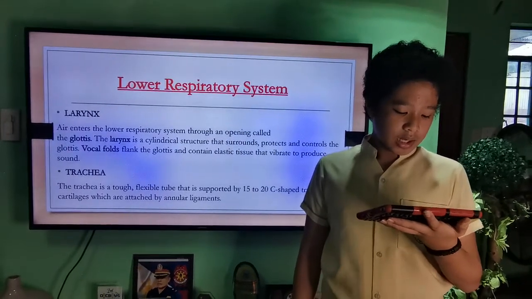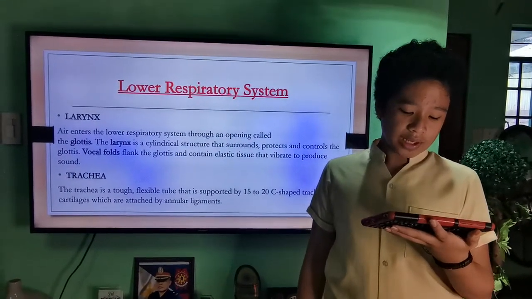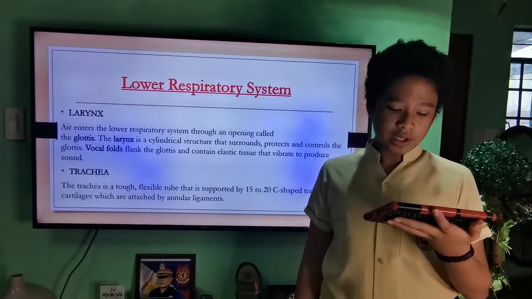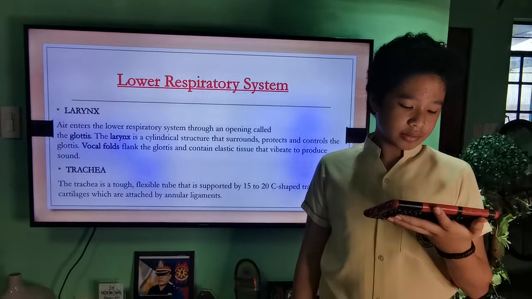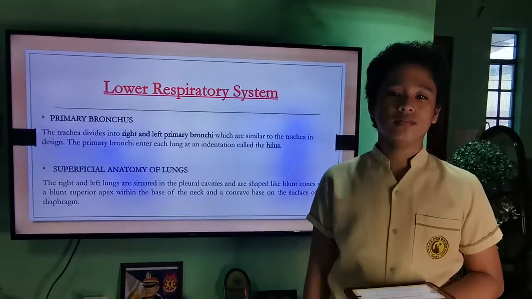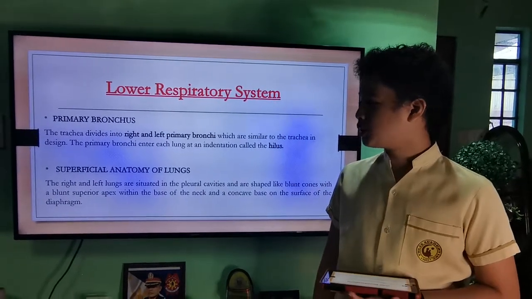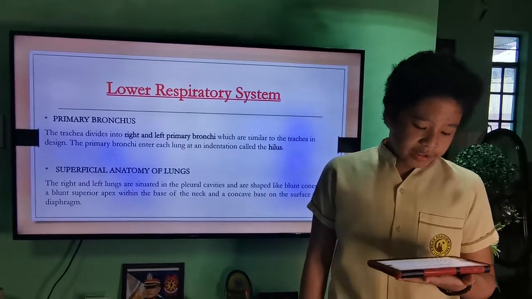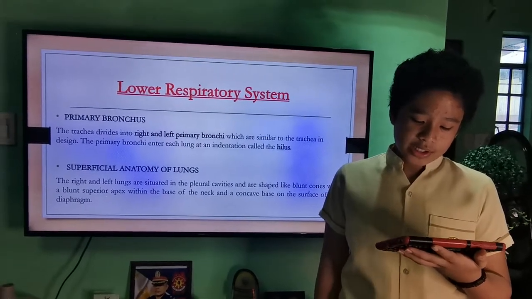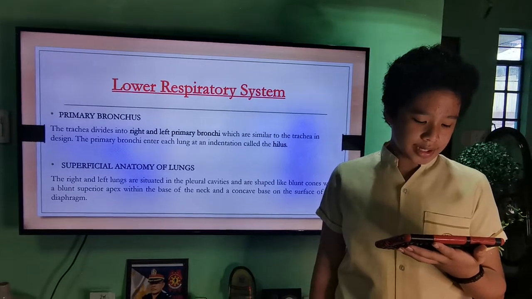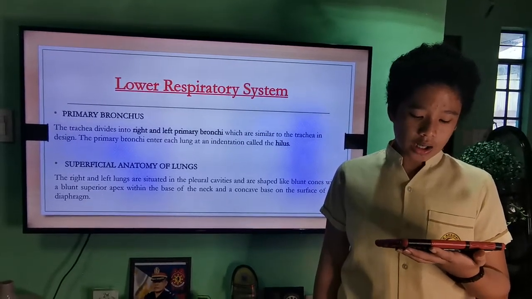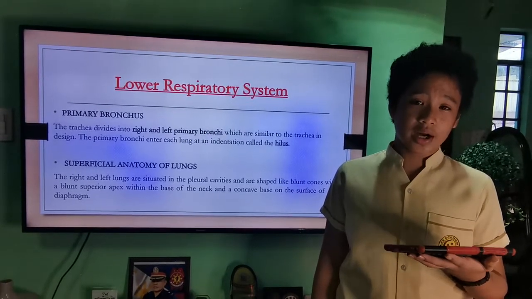Trachea. The trachea is a tough, flexible tube that is supported by 15 to 20 C-shaped tracheal cartilages, which are attached by annular ligaments. Primary bronchus. The trachea divides into right and left primary bronchi, which are similar to the trachea in design. The primary bronchi enter each lung at an indentation called the hilus.